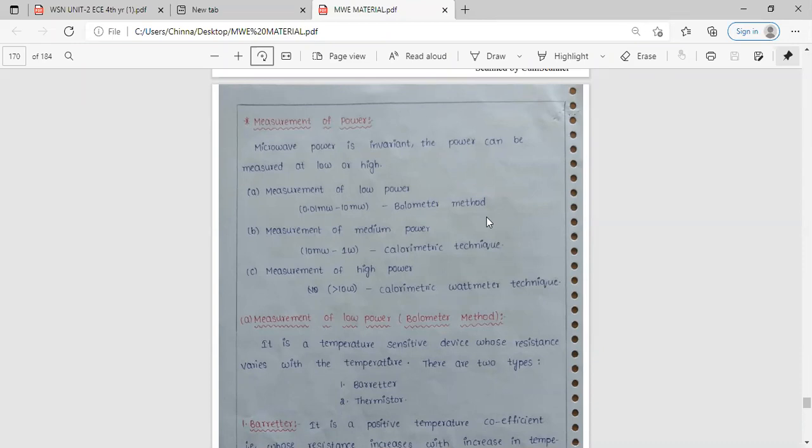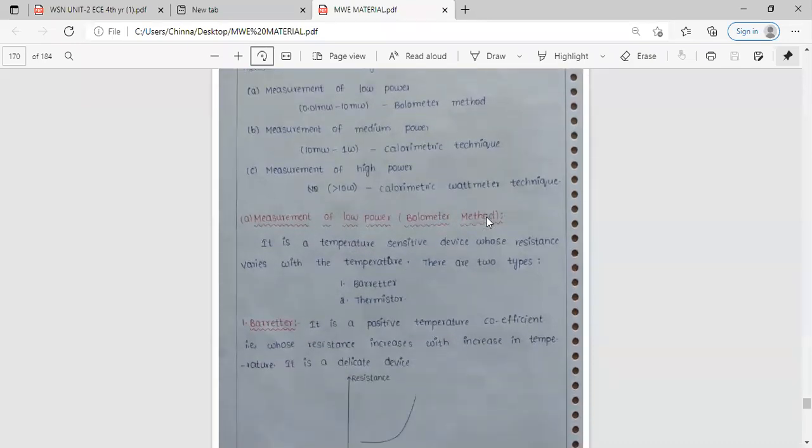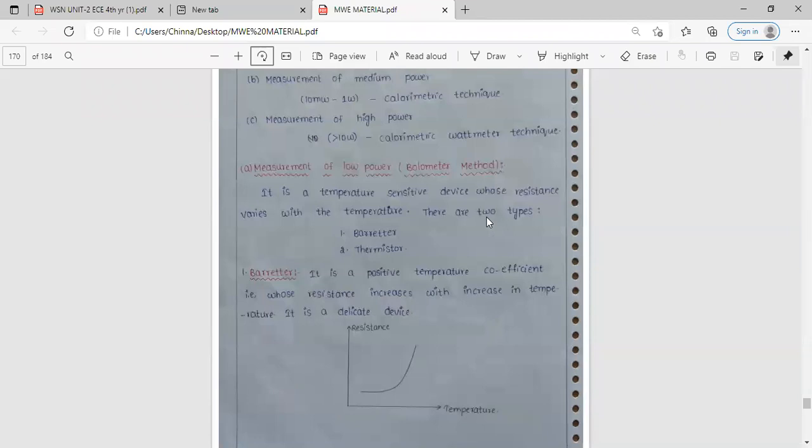And the second one is measurement of medium power. So it is 10 milliwatts to 1 watt. A bolometer will be used, and for 10 milliwatts to 1 watt a calorimetric technique will be used here. And for measurement of high power greater than 10 watts, the galvanometric wattmeter technique will be used. Here you can see one by one what the bolometer is and how it functions.